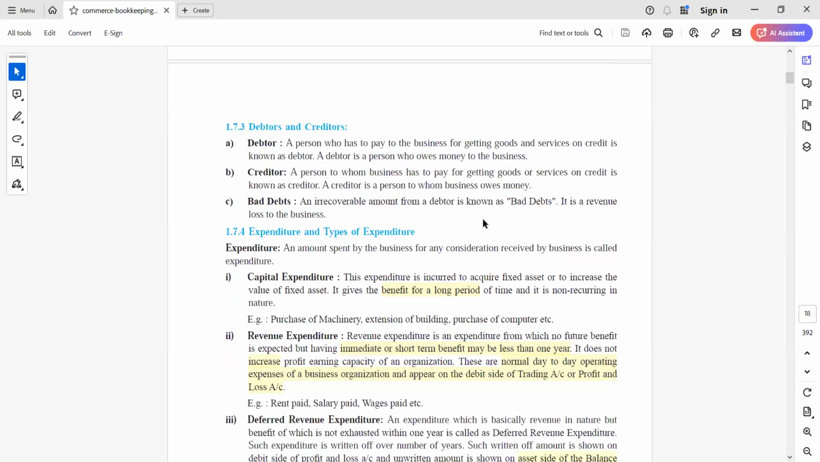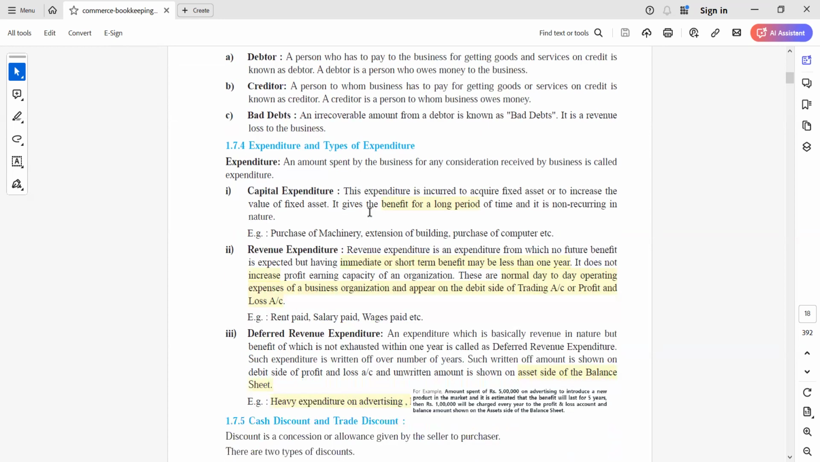But an irrecoverable amount from a debtor is known as bad debt. The debtor, from whom you have to receive the money, is not paying you. In that case, you are not going to receive the money. You have sold the goods to the debtor, he is not paying you, maybe for some reason. In that case, you will treat that amount as a bad debt.